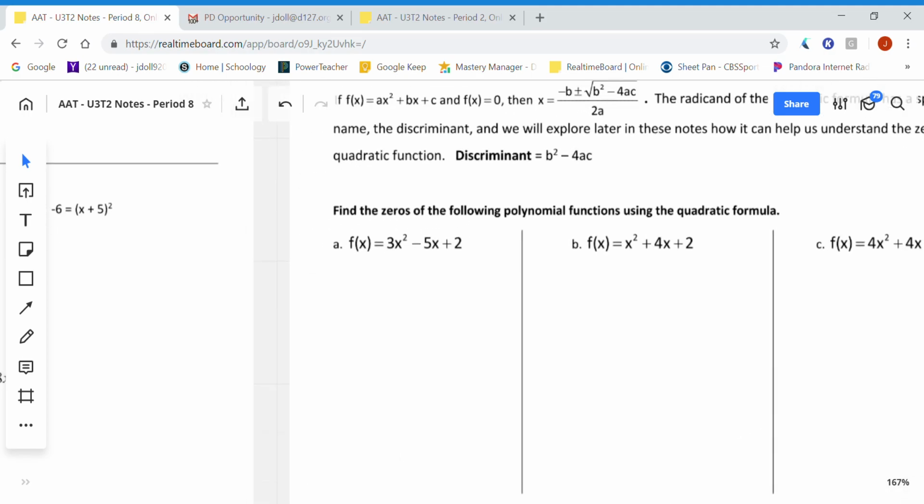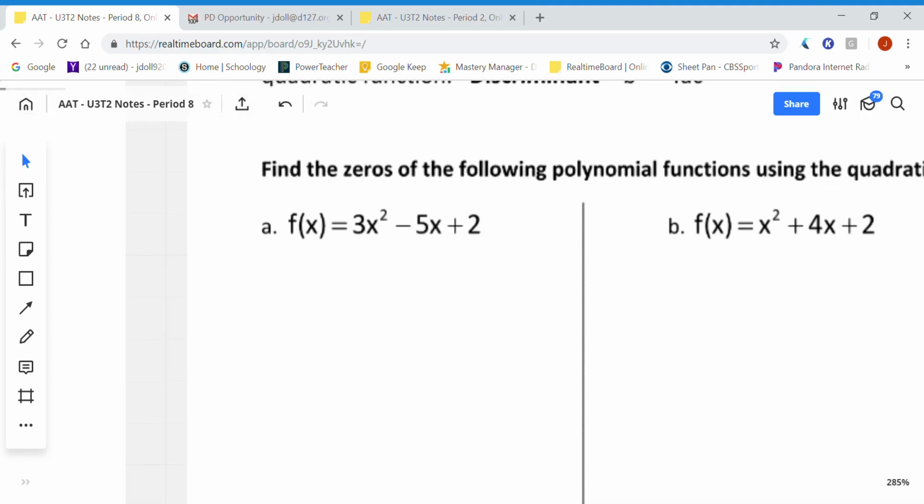So let's just dive right in. We have a function here. We know we are looking for zeros, right? So that tells me that f of x equals 0, so I can use the quadratic formula. Essentially we're replacing f of x with 0, and I know a is 3, b is -5, and c is 2. So at this point it's just a matter of substituting and simplifying here.